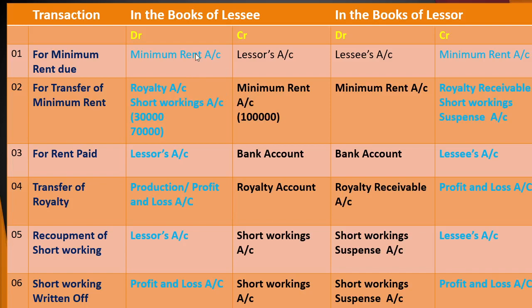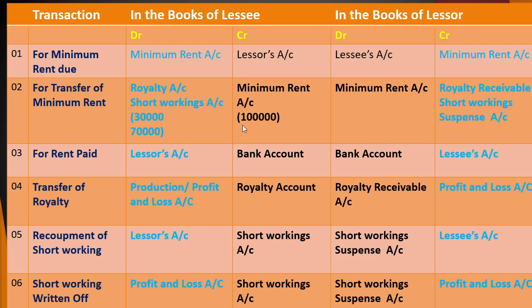So minimum rent account is debited for minimum rent due, and we have to close this minimum rent account by giving credit. And we have to transfer the balance in minimum rent account to royalty account and short workings. So assume that minimum rent is fixed at rupees 1 lakh, and this 1 lakh rupees is transferred to short workings account and royalty account, maybe royalty 30,000 and short working 70,000 depending upon the situation. So here you should remember royalty account debit, short workings account debit to minimum rent account.